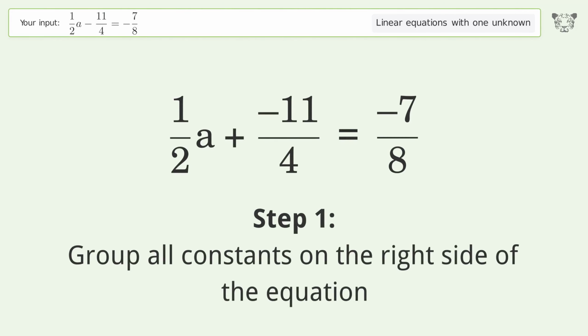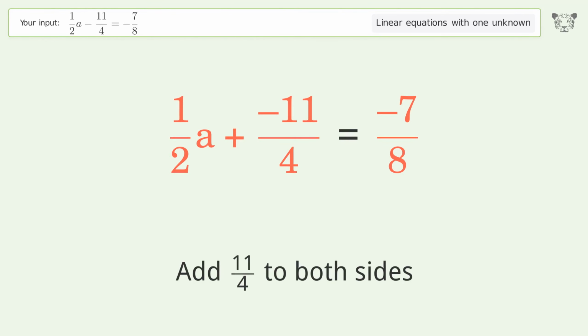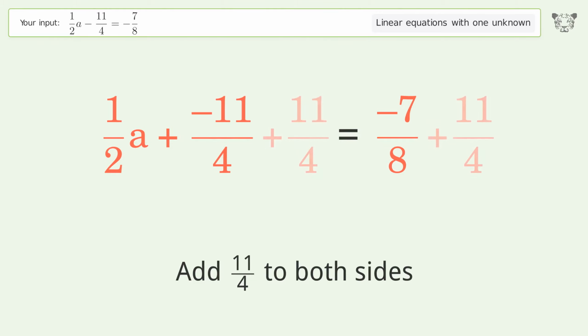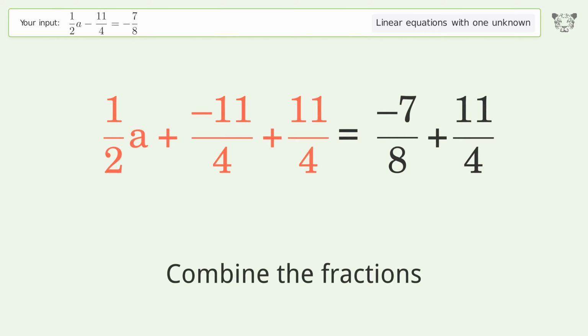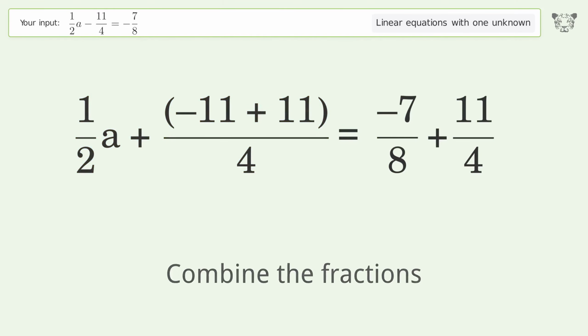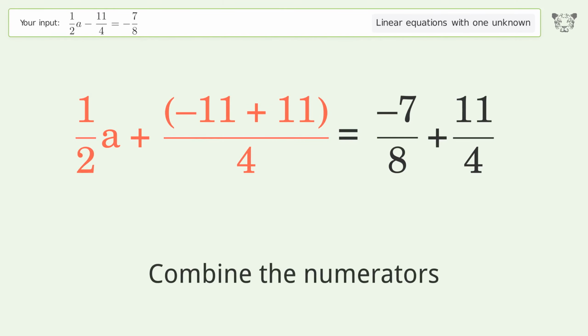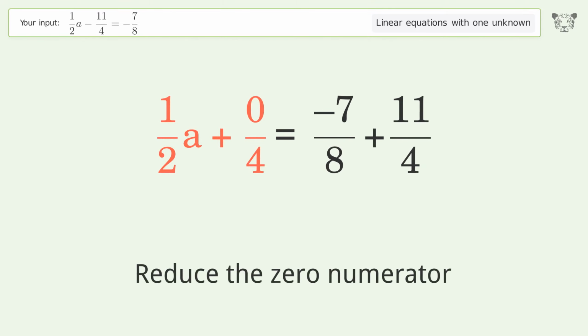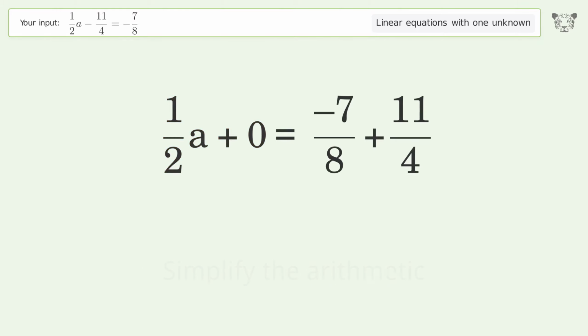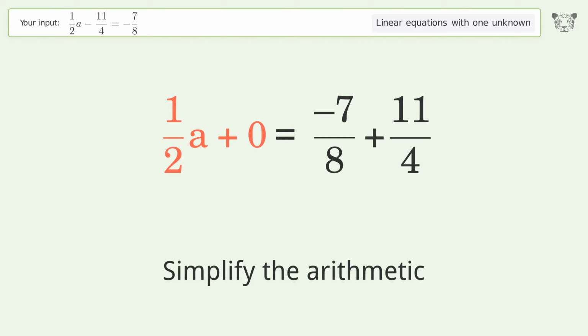Group all constants on the right side of the equation. Add 11/4 to both sides. Combine the fractions. Combine the numerators. Reduce the zero numerator. Simplify the arithmetic.